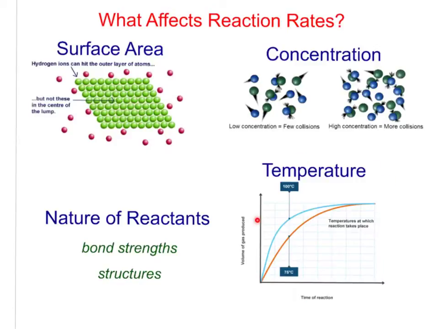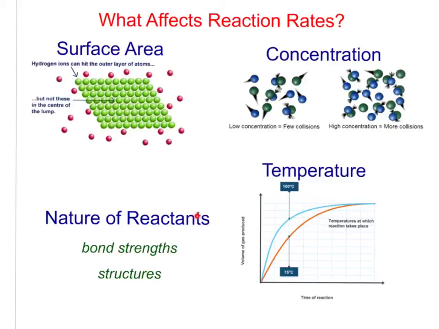Temperature. A similar thing, if we have a higher temperature, the molecules are traveling at greater velocities and you're going to get more collisions. They're going to bump into each other more often. And you can see this here. Here is the volume of a gas that is produced and the time of reaction. The temperature at which it takes place, this one is taking place at 100 degrees Celsius and this one at 75 degrees Celsius. So you can see that the reaction taking place at the higher temperature is proceeding faster, at a higher rate.